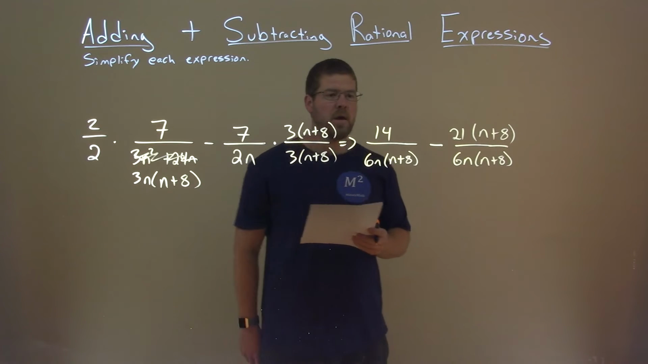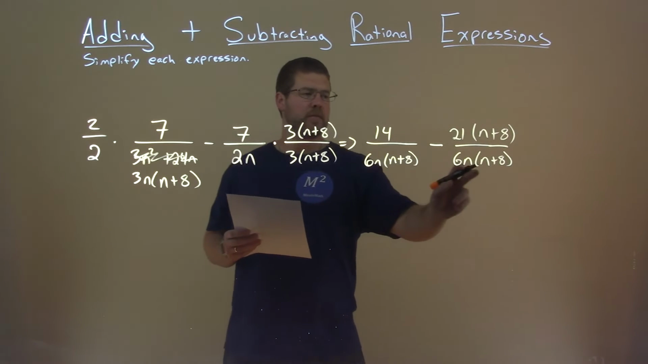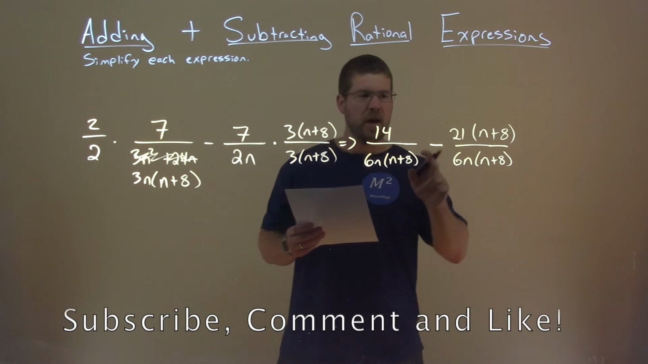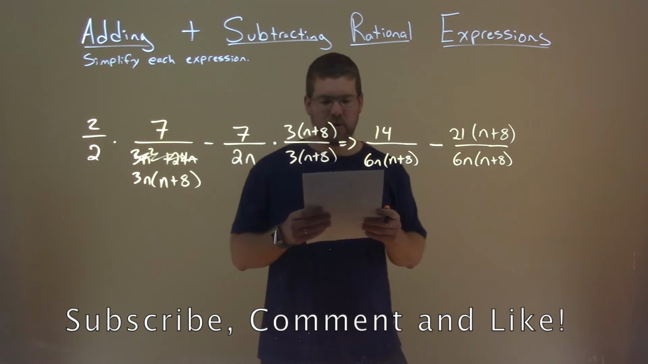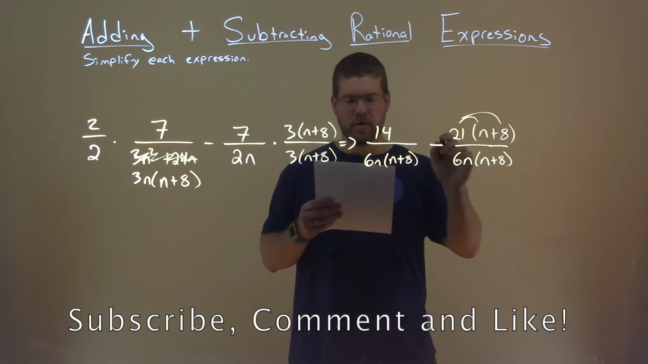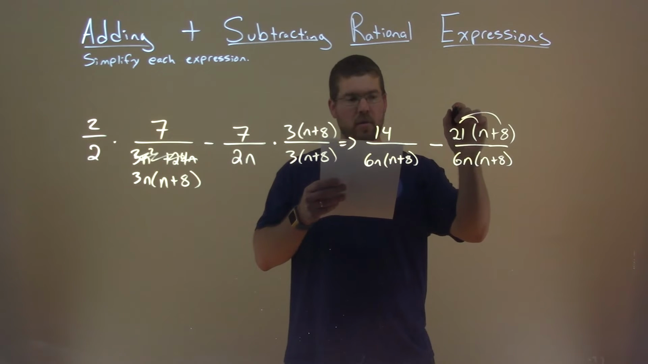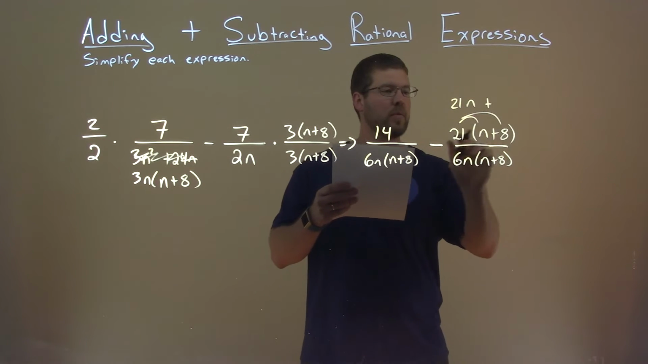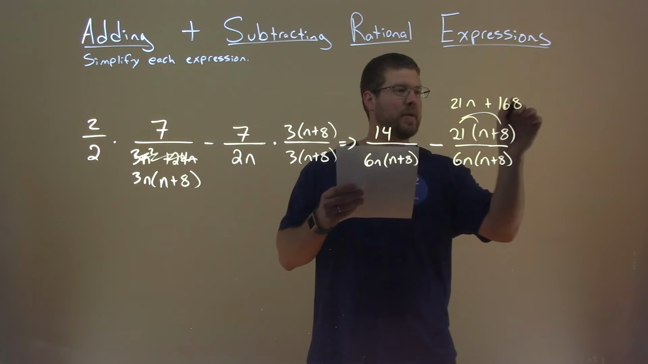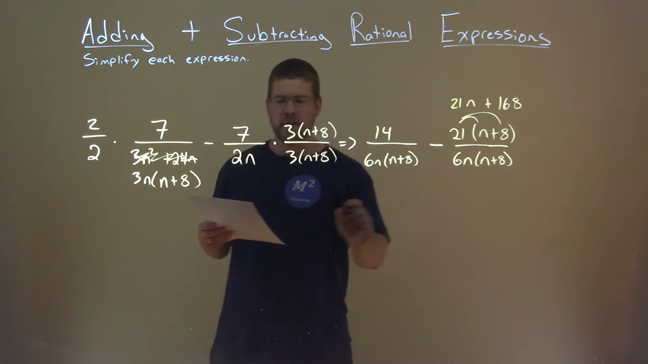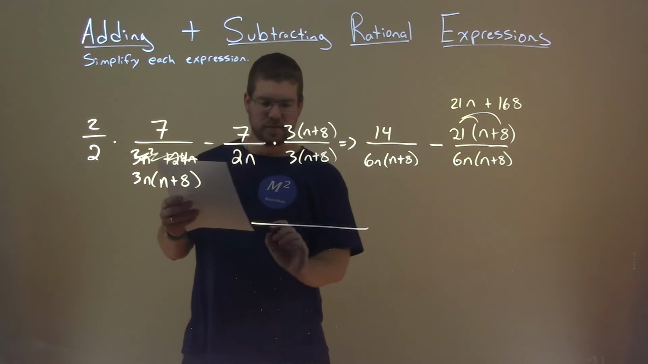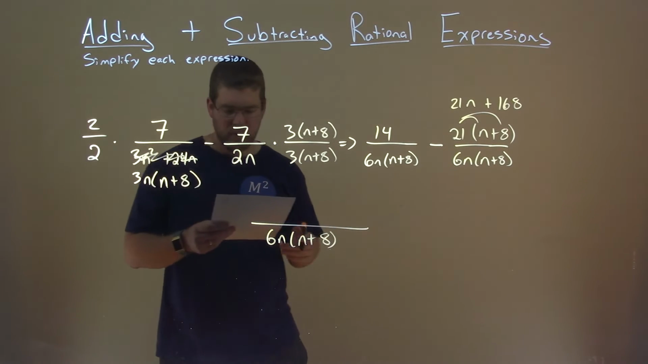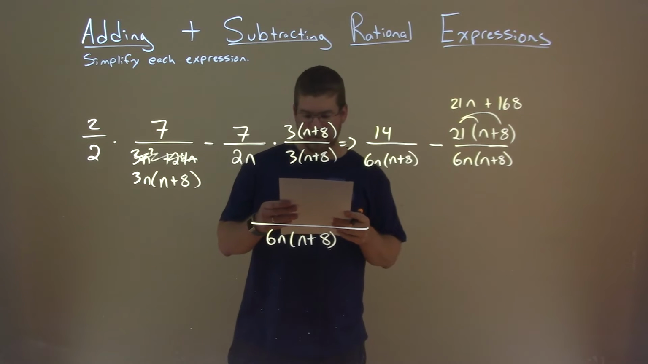Okay. Well, now that we have the same base, we can combine these two fractions and just add the numerator. I find it's a little easier to multiply out this 21 first. So I'm going to multiply the 21 to both parts, leaving me with 21 times n is 21n, plus 21 times 8 is 168. Okay? So now let's combine these two fractions, same base, 6n times n plus 8 here. But the numerators we need to add together.